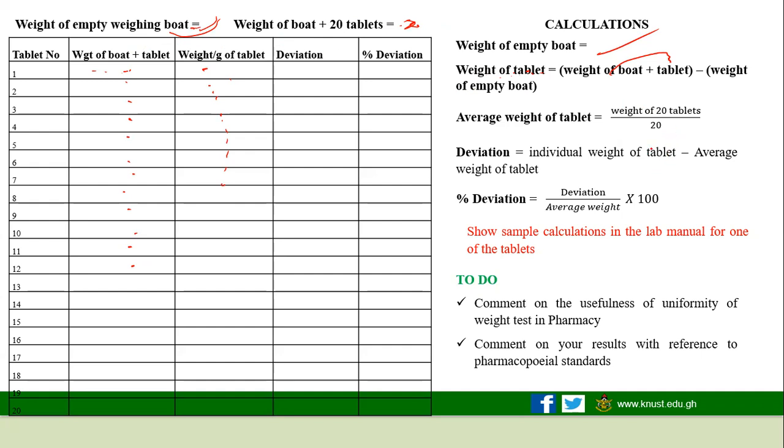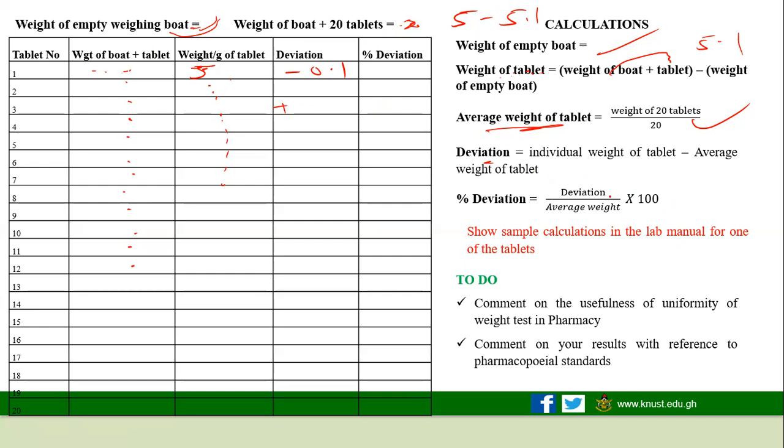So the total weight of the 20 tablets divided by 20 will give you the average weight of the tablet, right? Good. And then for us to find the deviation, it's the individual weight minus the average. So assuming the weight here is 5, and the average was 5.1, then the deviation will be 5 minus 5.1, and that will be negative 0.1. Always bring the sign with the deviation. If it's positive, bring a positive sign; if it's negative, bring a negative sign in front of it. Very simple. Good.